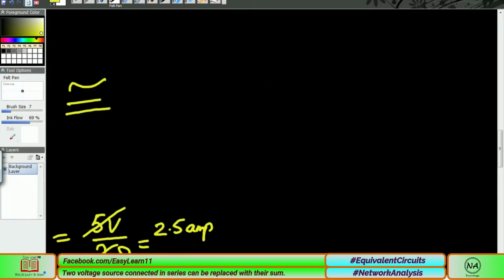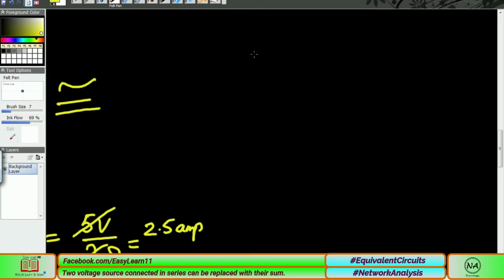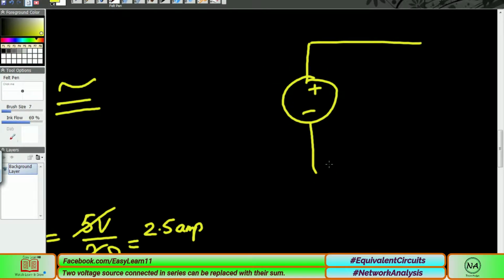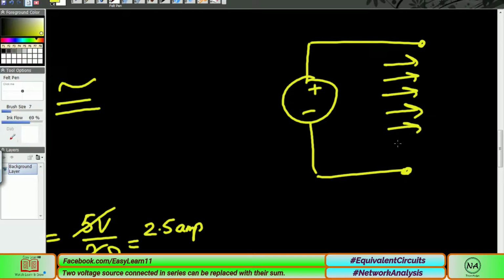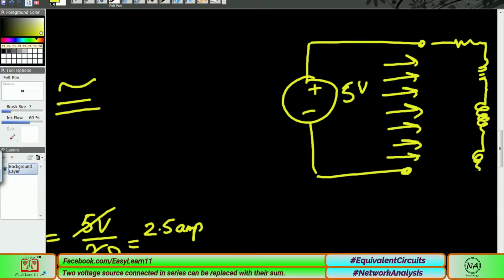So the equivalent circuit will be very simple. This is the equivalent circuit and it has no impact on the rest of the network, we are only considering this. For example, 5 volts. For the rest of the network, for example, here we have another resistance, here we have an inductor, here we have another inductor, here we have a capacitor. For the rest of the network, we are just taking it as 5 volts.